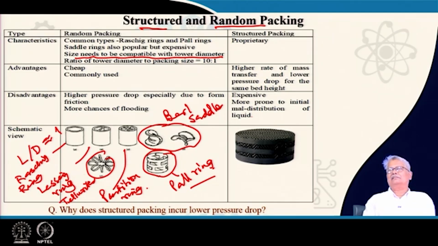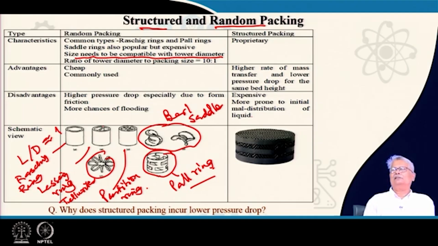Next, regarding the structured packing, the structured packings are proprietary. In fact, many of these random packings are also proprietary, but Raschig rings and Lessing rings and partition rings you can make yourself. They usually have L by D close to 1, and you can make them yourself, or you can source them from somewhere. If you have to have Berl saddles, Pall rings and Tellerettes, you have to buy them from the standard vendors who are available. Now, let us look at the structured packings, what exactly they are.